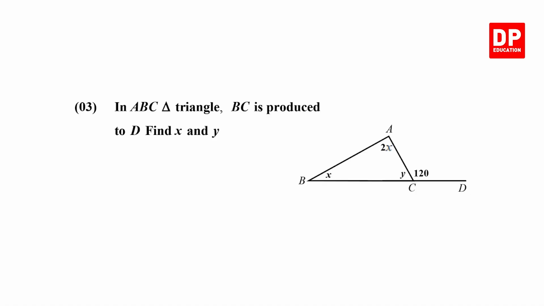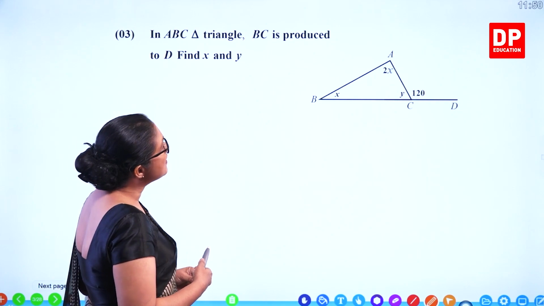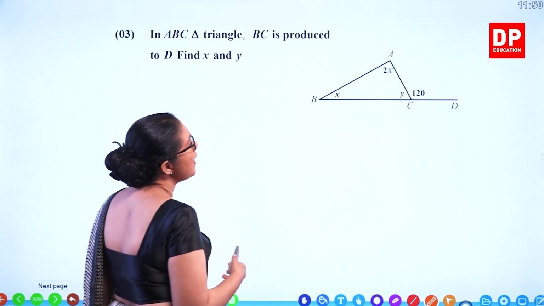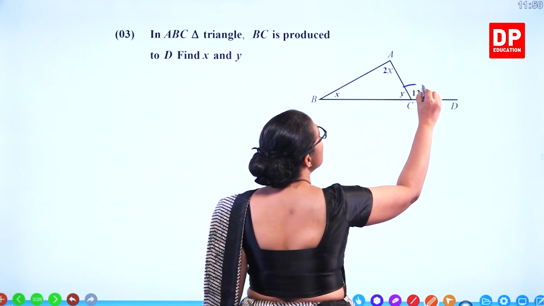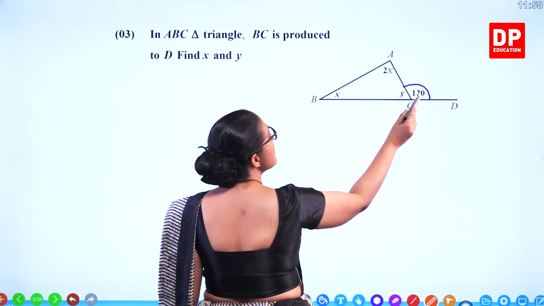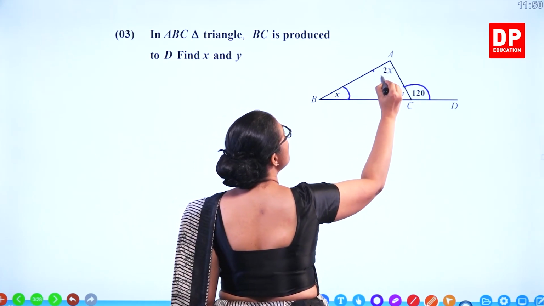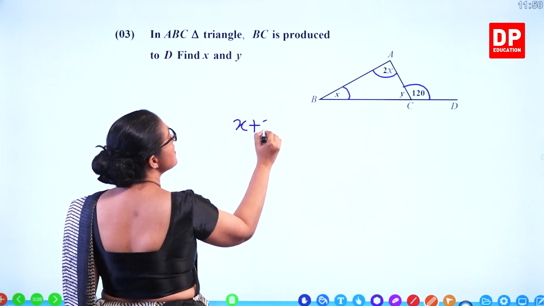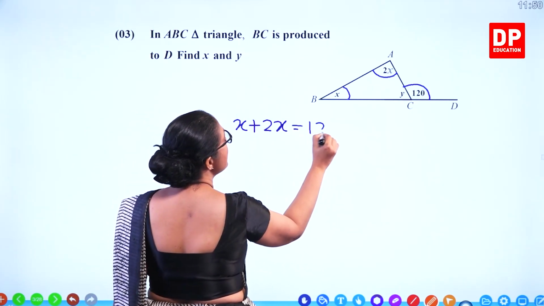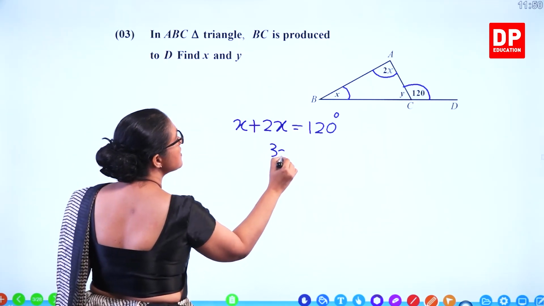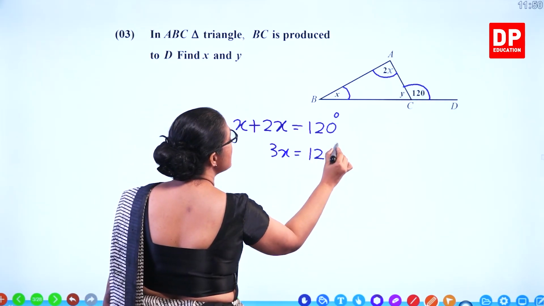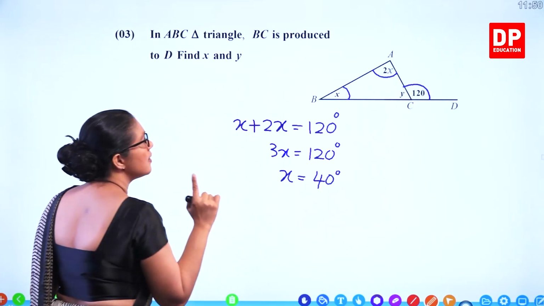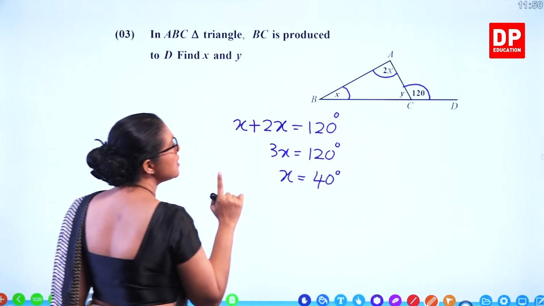Question number 3. In triangle ABC, BC is produced to D. Find X and Y. We can easily find X. This is the exterior angle, that's equal to the sum of these two angles. So X plus 2X is 120 degrees. So 3X is 120. What is X? Divide by 3, 40 degrees.